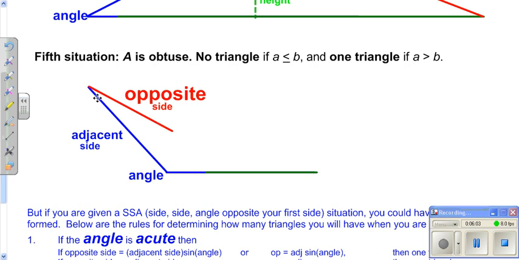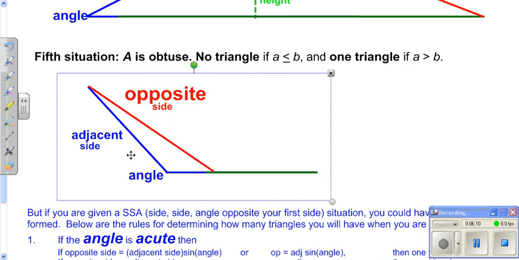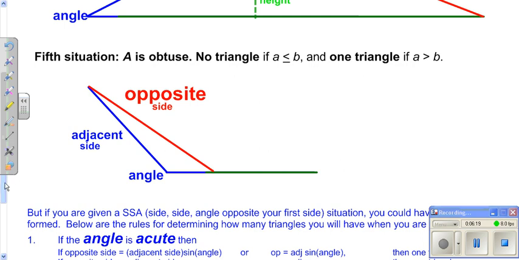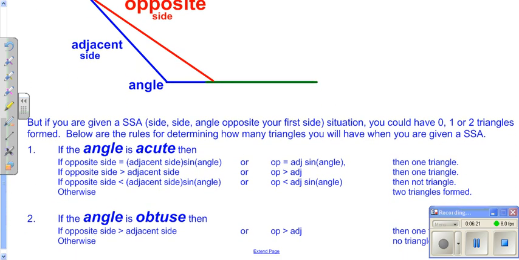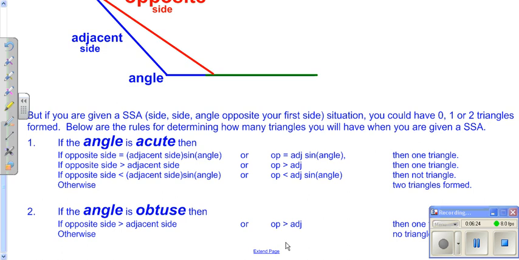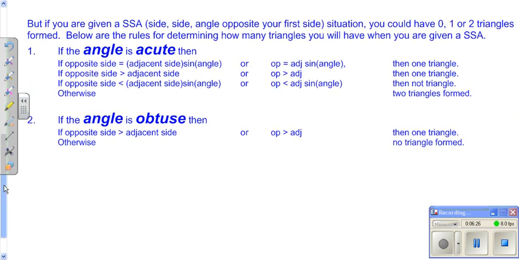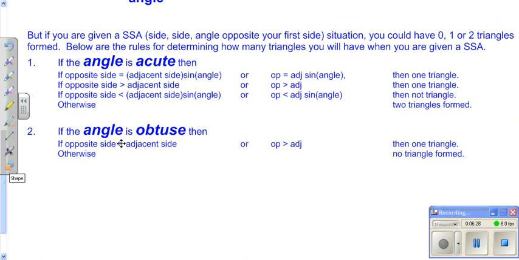The only way that this will form a triangle is if this side here is longer than your side over here. If this side here is longer than this one here, it's going to be long enough to reach down and form a triangle. So those are the only two possibilities when you're dealing with an obtuse angle. So it boils down to this. If it's an obtuse angle and the opposite side is greater than your adjacent side, then it's one triangle. If that's not the case, then there's no triangle formed.